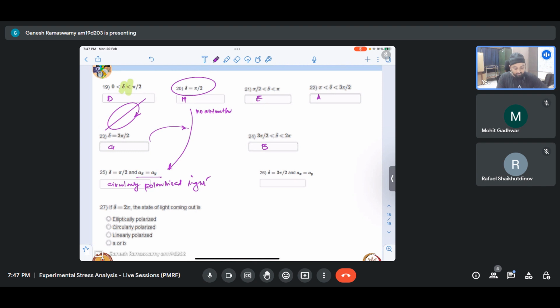At delta equal to 3 pi by 2, this also will be circularly polarized. Only thing is, it will have flipped handedness. So this will also be the same.